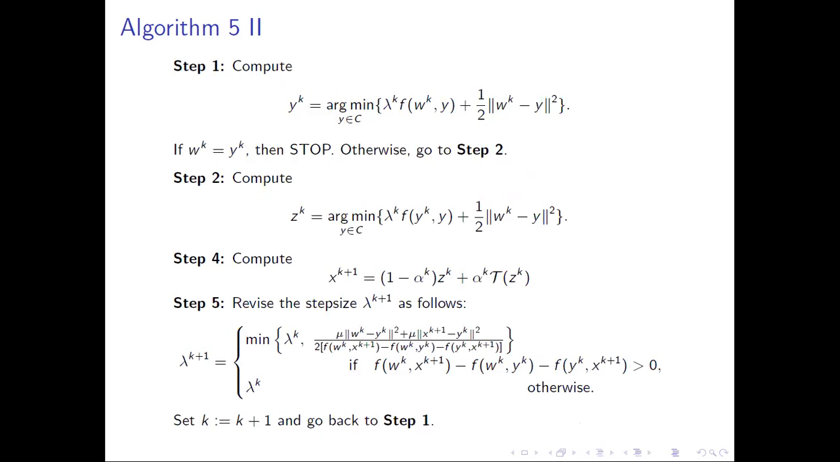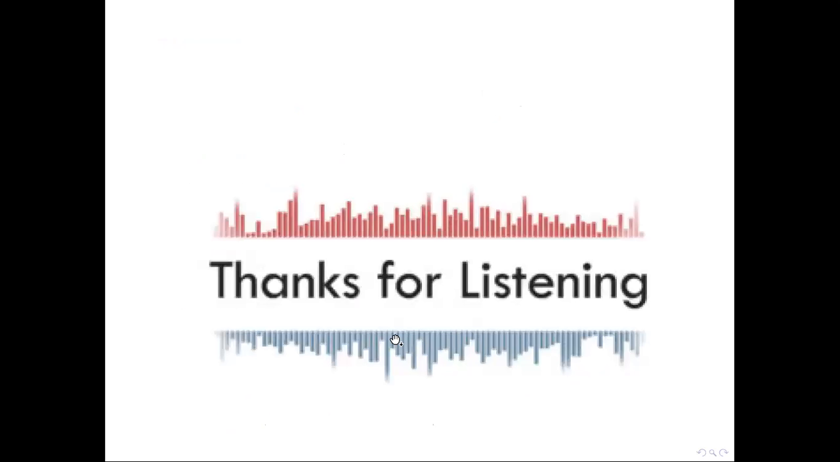In step 1, we calculate yk, which is a minimization problem used to solve the equilibrium problem. If wk equals yk, then we stop, otherwise we go to the next step. Then in step 2, we calculate lambda k f of yk by using yk. In step 4, we calculate the fixed point by using Mann iteration, and in step 5, we revise the step size by using this formula, which is also monotone.